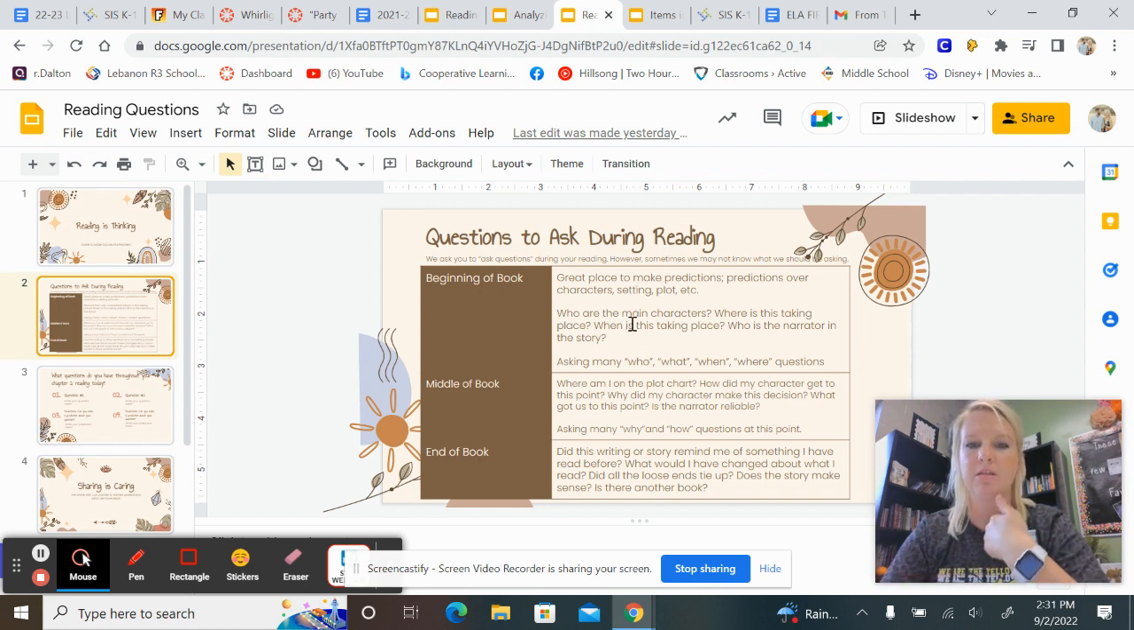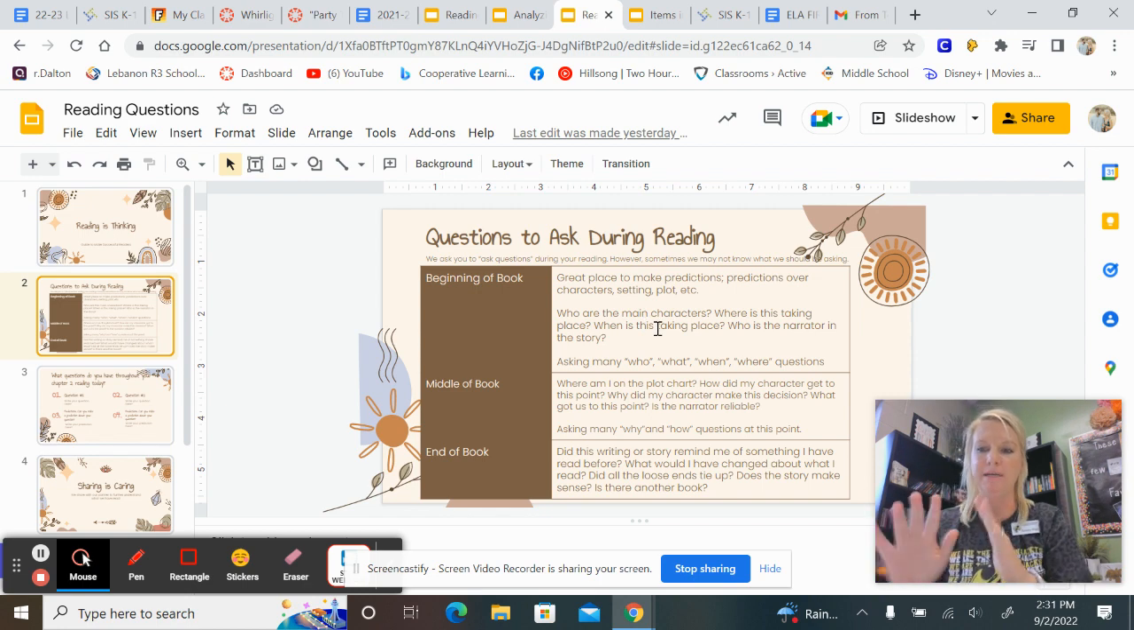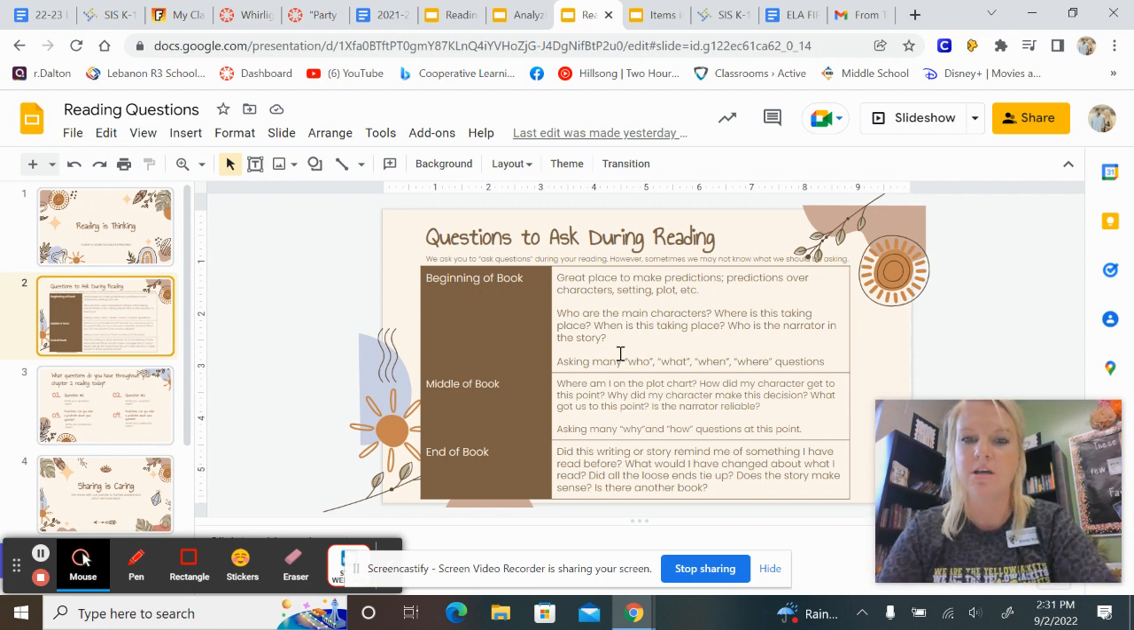But when you're at the beginning of the book, the great questions you want to start asking are, these are your predictions. We're starting to naturally predict what we think is going to happen because that's just human nature. We're curious, we want to know, and so we're going to start trying to put the pieces together to make those predictions. So we want to know who our main characters are.